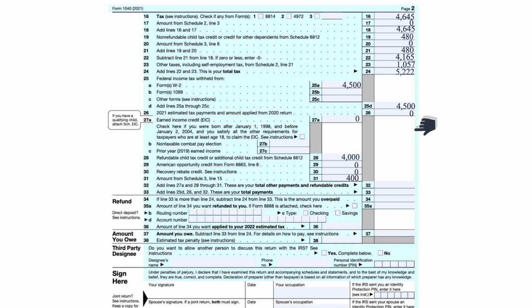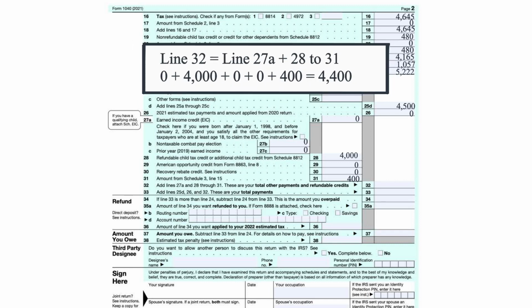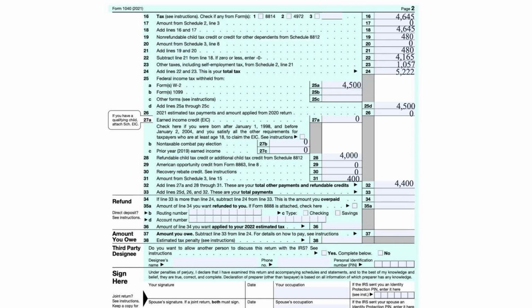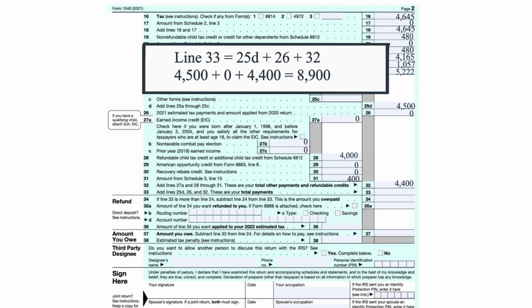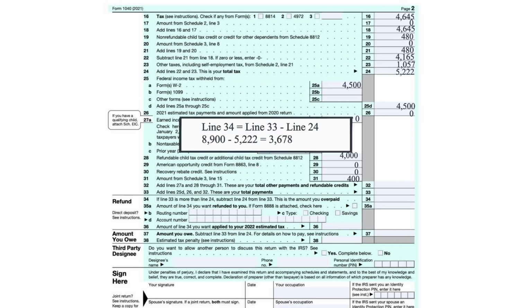Lines 27 to 31 were filled out previously in the tax credits video. Going to Form 1040, line 32, add lines 27A and 28 through line 31. This equals $4,400 for Emily. Form 1040, line 33, is for adding lines 25D, 26, and 32, which equals $8,900.